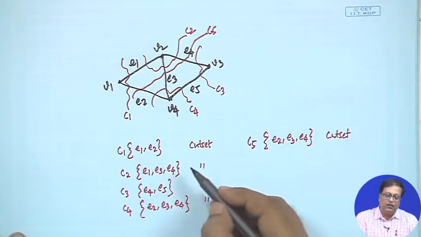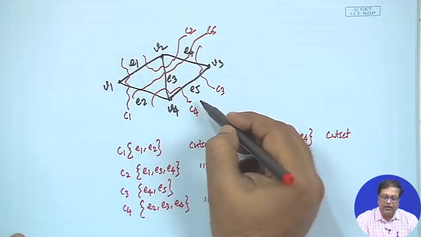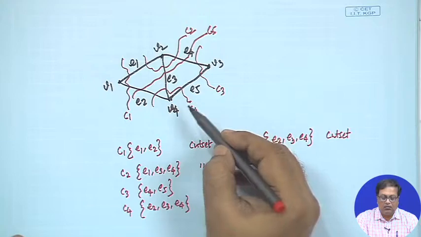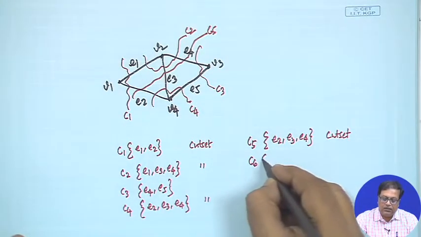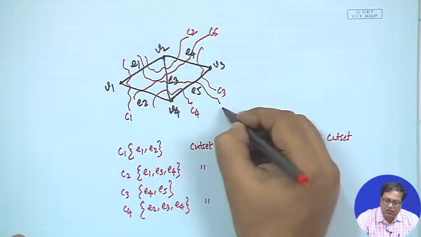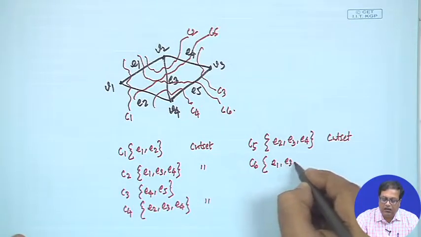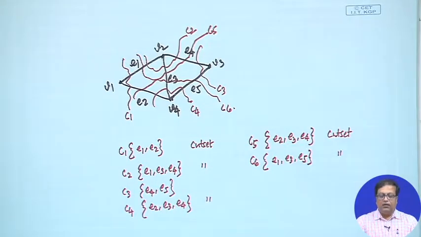So, you see, you can still think of some more, like E1, E3, E5, is it all right? Maybe I do not know, maybe we have covered more or less all of them. So, there could be C6, C6, this is C6 which is E1, E3, E5, like a cut set. So, you see, we have found out 6 cut sets here, maybe we can find even more cut sets.